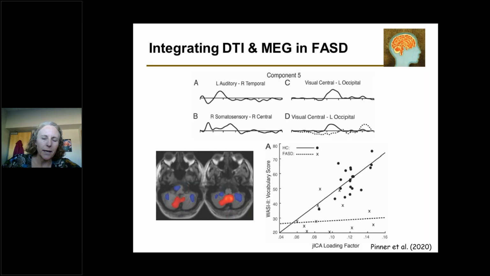And the level of association between the cerebellar white matter and the amplitude in these sensory responses, this loading factor, was correlated to vocabulary score in the healthy controls, but not in the kids with FASD. And this difference was statistically significant. So we think that it's important to look at these associations, and we see that there are links to behavior as well.